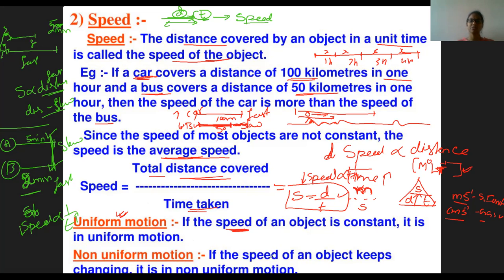Next, non-uniform motion is when the speed of an object keeps on changing. Suppose imagine the road is not a straight road. If it is a straight road, we can go at uniform speed. Imagine the road is made up of some humps, again dumps, deeper and humps.